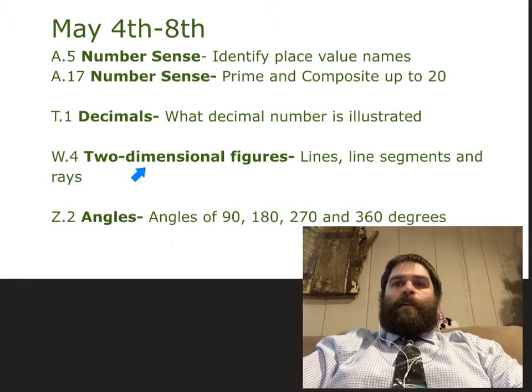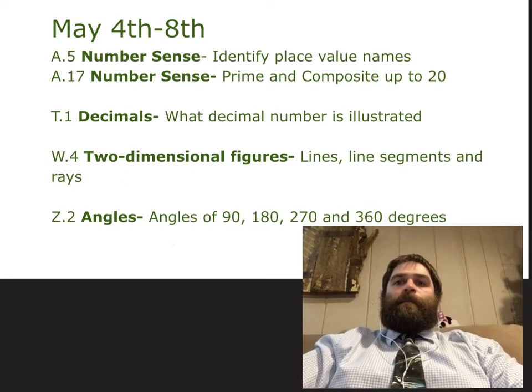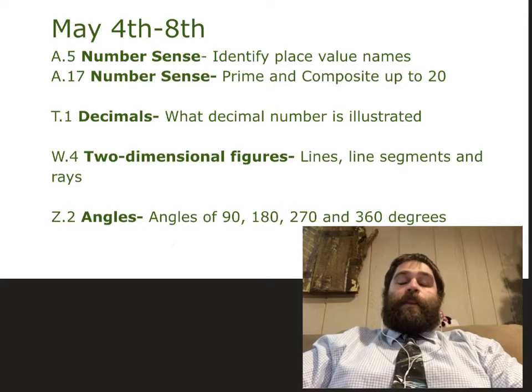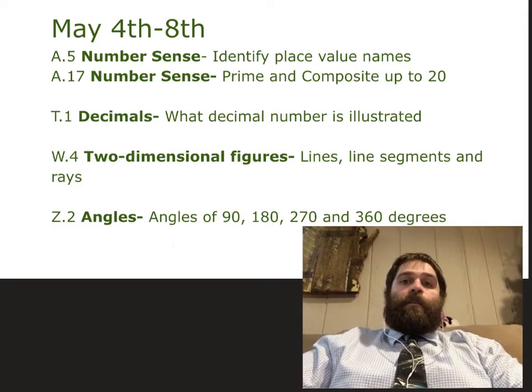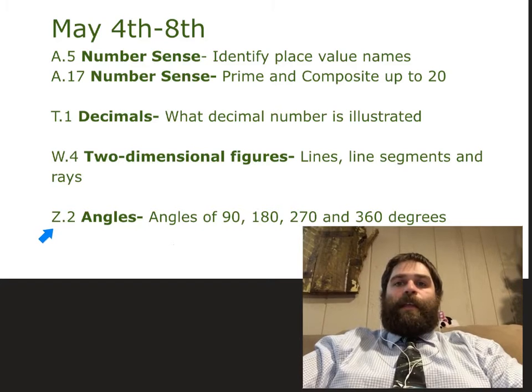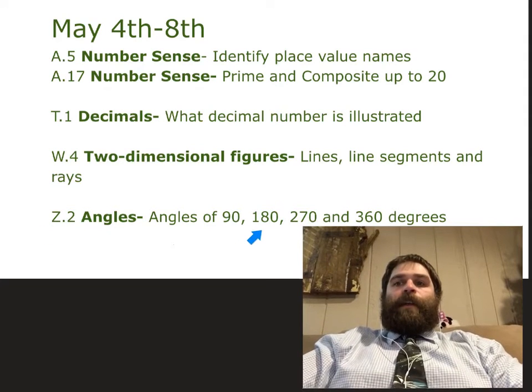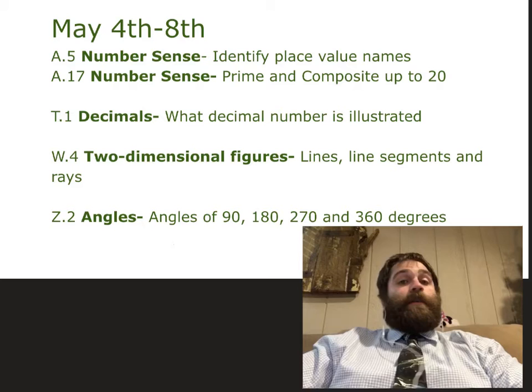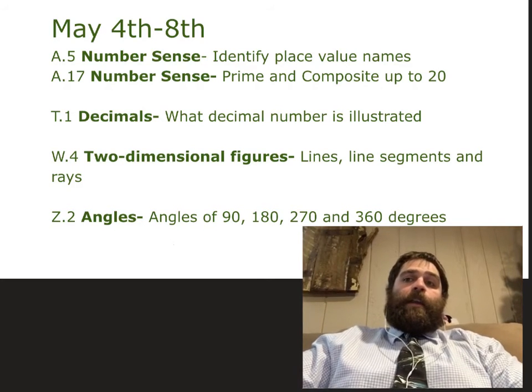Letter W, we got two-dimensional figures. We're talking about line segments and rays. That's a tricky one that some kids get mixed up, but if you go ahead, you can find that part. I'll explain it. And then letter Z, we're talking about angles of 90, 180, 270, and 360. So take a look at that.